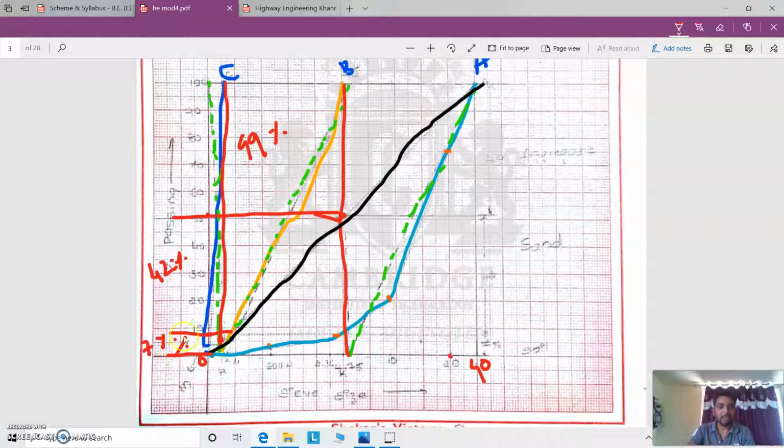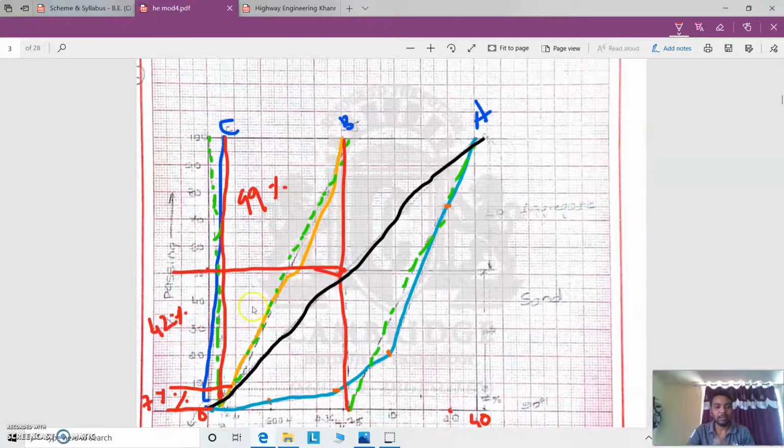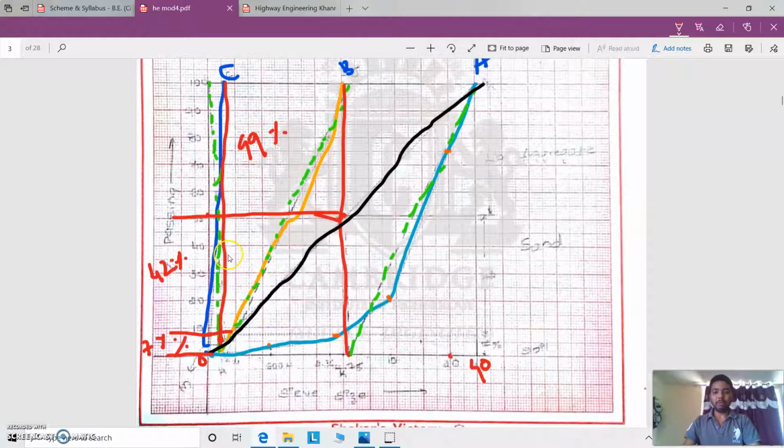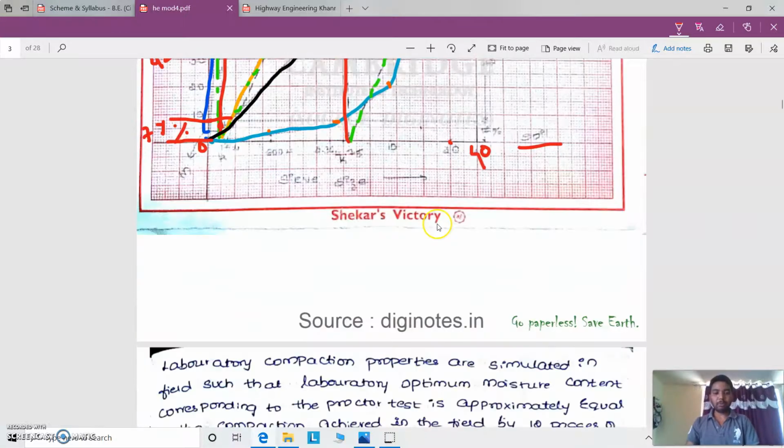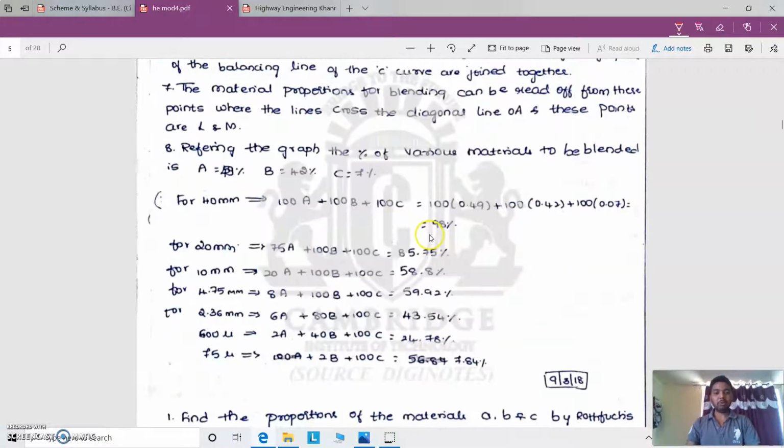Particle C, and 42% of particle B, and 49% of particle A. This is how we have to consider aggregates of 49%, sand of 42%, and soil of 7%. This is how we have to plot the graph for the Rothfutch method. Once we plot the graph, we can move to the calculations.